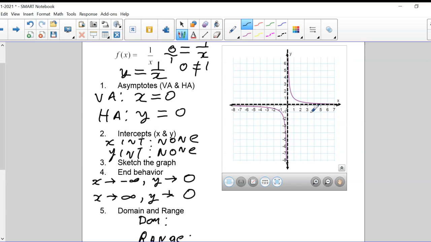Does anybody have a solution for that? Or should I just jump in and give it to you? Okay, I'll tell you what it is. The domain of the function, okay, Jeremiah.